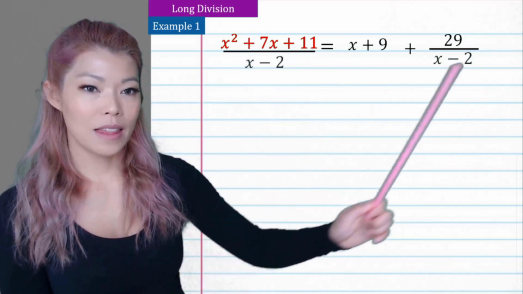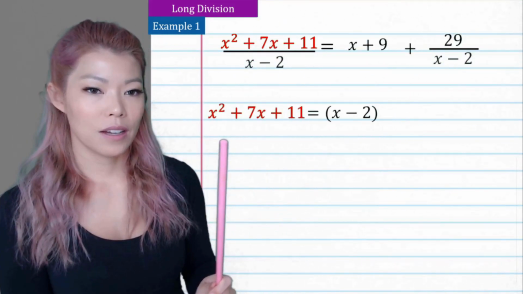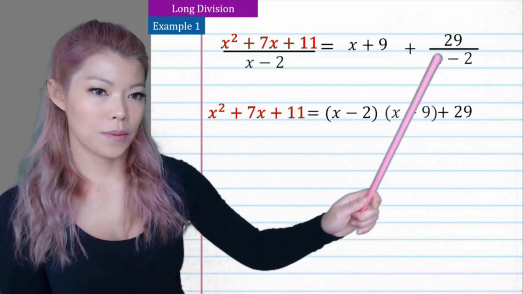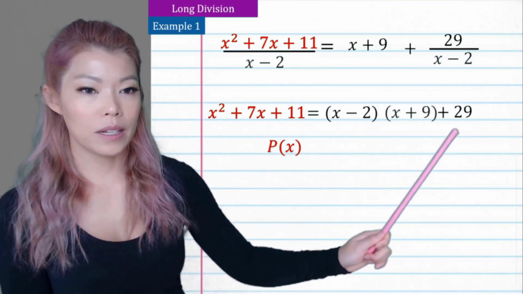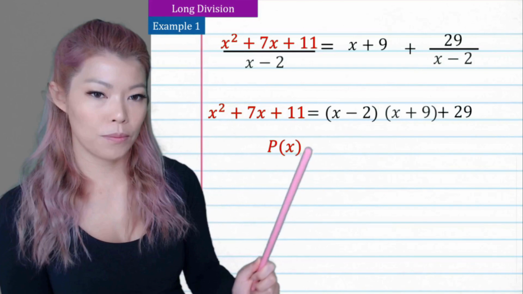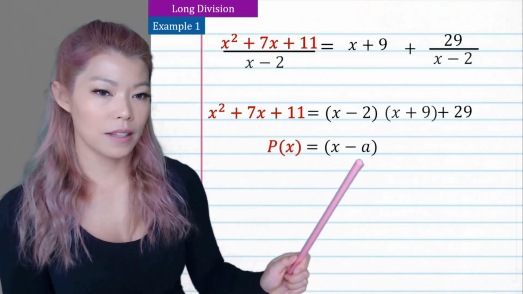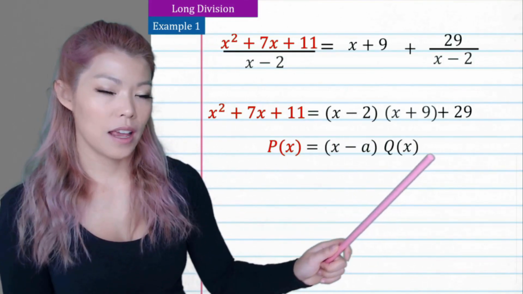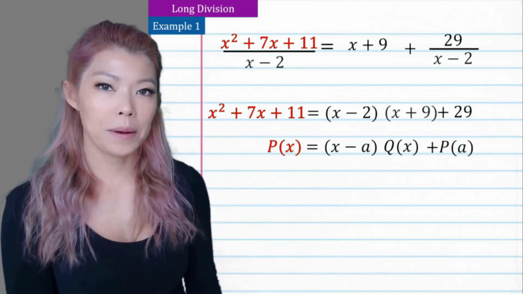We can rewrite this equation by multiplying everything by x minus 2, such that now we have x minus 2 over here times the quotient, and then the x minus 2 times x minus 2 cancels out to be 29. Now we can repeat this sentence using symbols. So p of x, our dividend, equals x minus a, where a is our 2 over there, times the quotient, plus the remainder. And instead of writing remainder, this time we can write p of a.